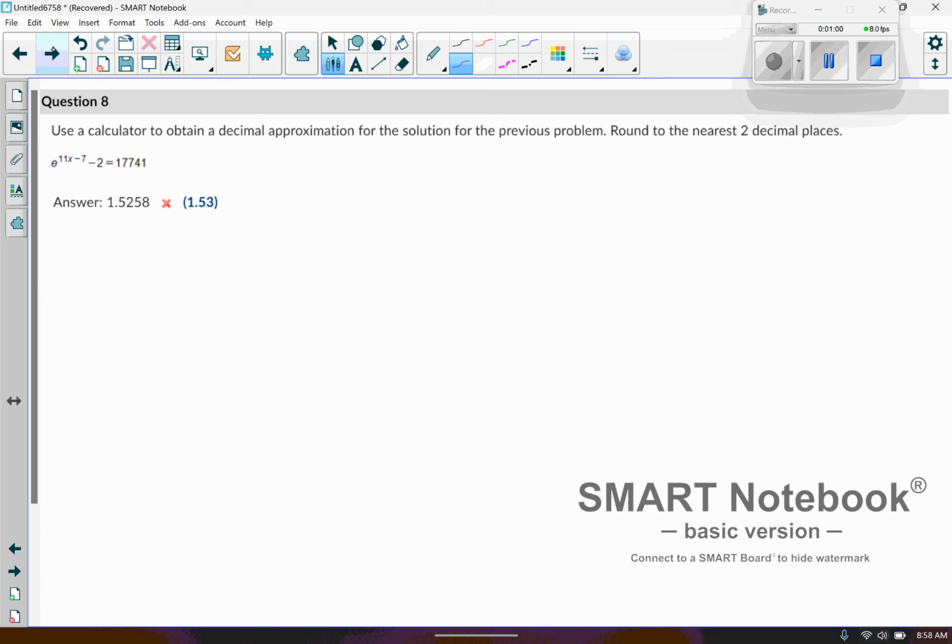Okay, and then question 8. It looks like you just didn't round. It wanted you to round to 2 decimal places, and it looked like you went to 4 decimal places. So that 2 right there would round up to a 3 because the number that follows it is 5 or greater. So it should just be 1.53. So that was just a rounding issue.